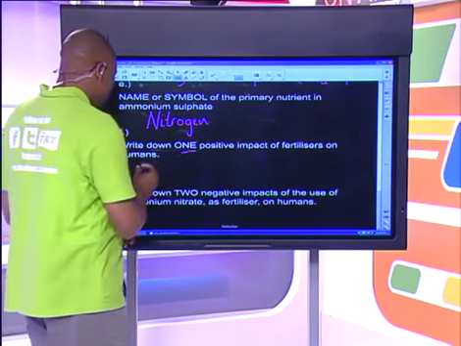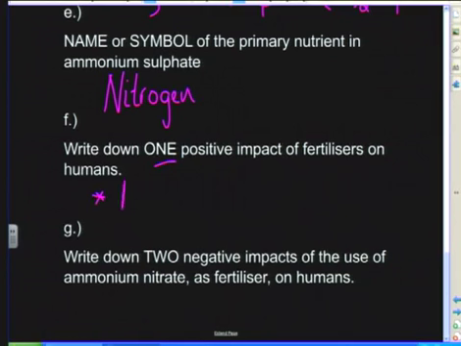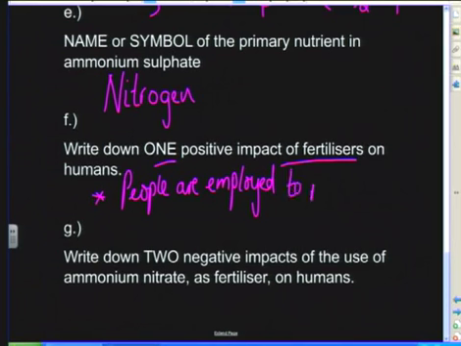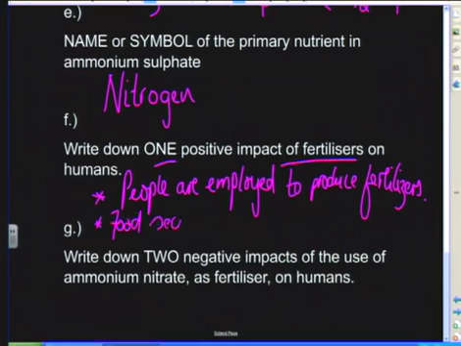When the industrial world is producing these fertilizers, let me put it that way, you need people to be employed there. So people gain employment from the production of fertilizers. This is a positive impact on humans, okay? And they also get enough food. There is food security. I don't want to write a lot of things because I've got other questions to look at. So let me just stop there.